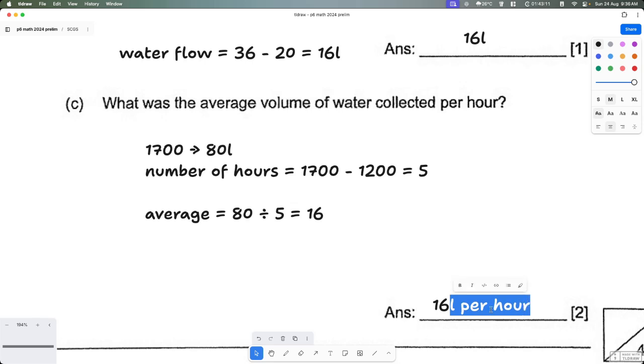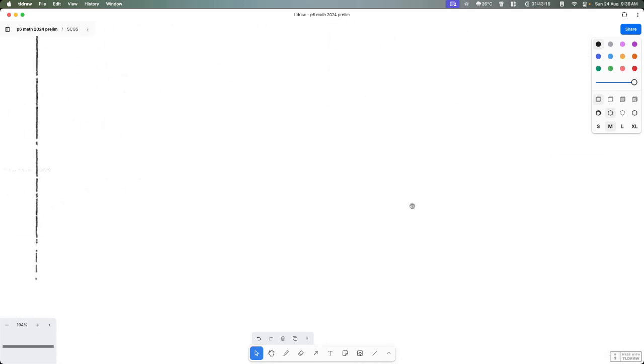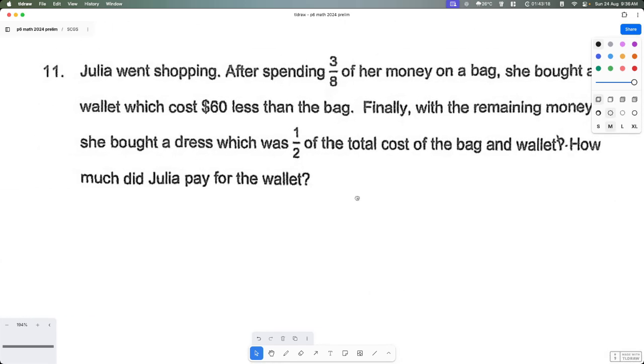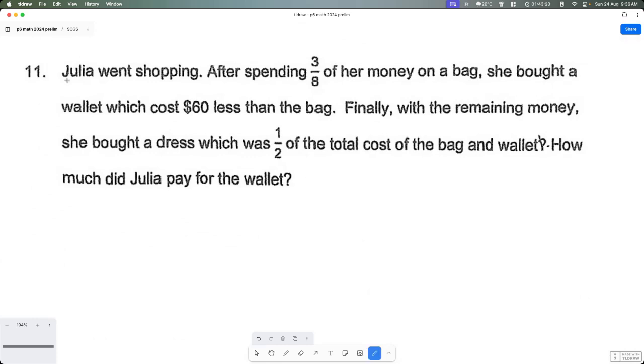Okay, there you go. That's the answer, 16 liters per hour. Okay, let's move on to the next question. Question 11. Julie went shopping.